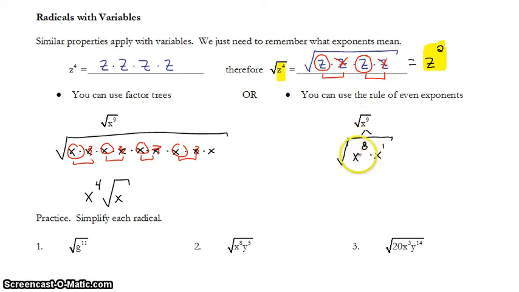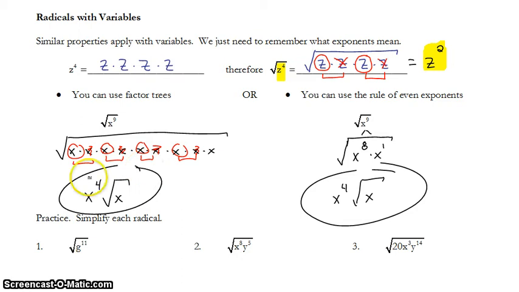X to the eighth is an even exponent. Cut it in half, I get x to the fourth. That goes and gets pulled out. X to the first is an odd exponent. That x stays inside. I get the same answer. One just requires a little bit less work. And I'm fine with you doing whichever method you choose.